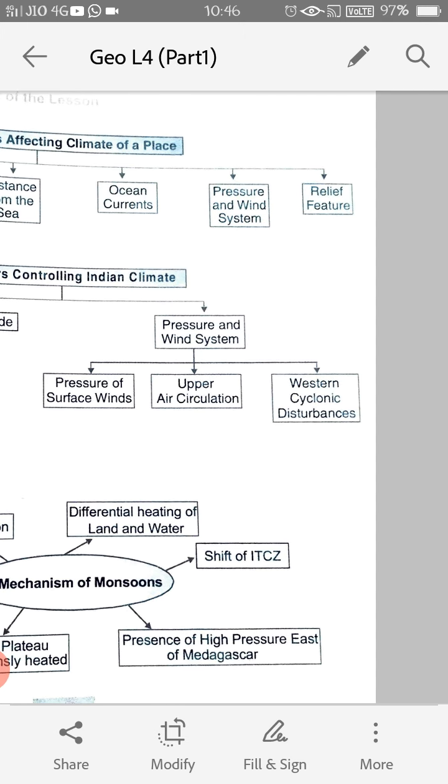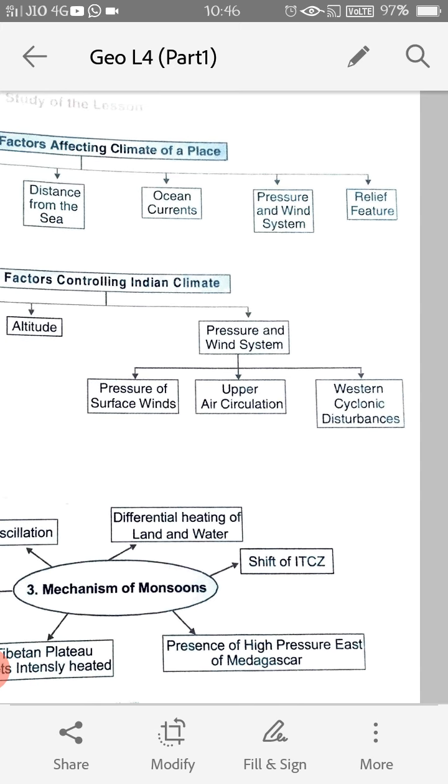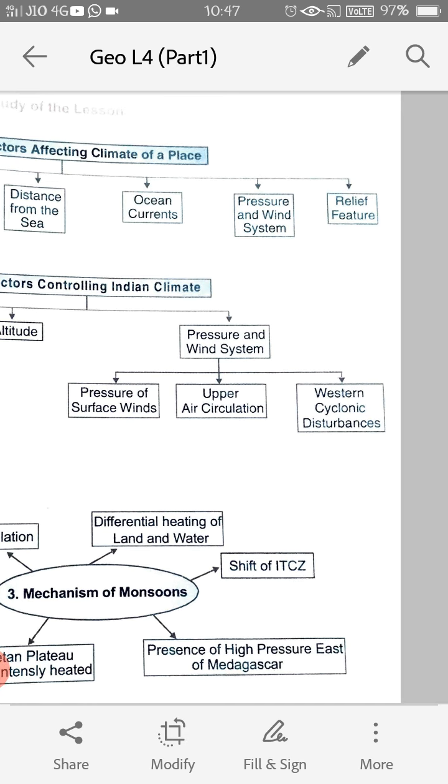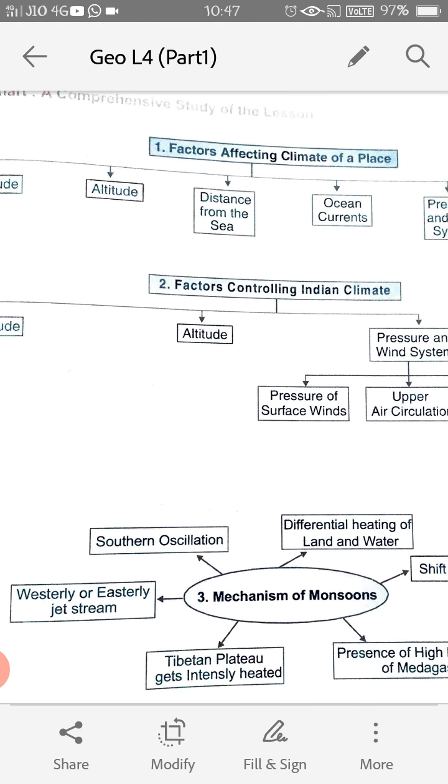And then there are relief features. Relief features means the different physiographic divisions that you have studied in lesson number 2 of this book itself. In that chapter we read about the different relief features. If we are living in plain areas, the climate is different from what the hilly parts or the plateaus receive. So because of this also a particular place experiences a different type of climate.